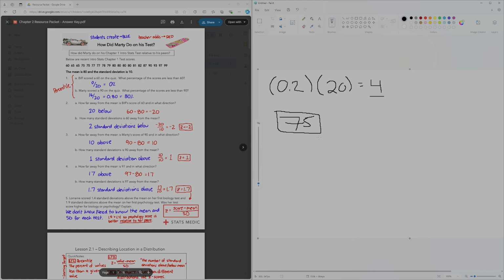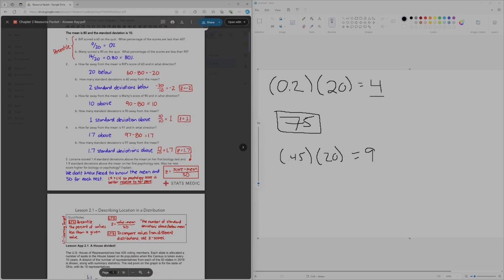So if I wanted to find, let's say, my 45th percentile, that'd be 0.45 times the number of data in our set, 20, and we end up with a 9. That means there's 9 numbers below our 45th percentile. So we have to count to the number 10 to find it. So 1, 2, 3, 4, 5, 6, 7, 8, 9, 10. 80 would be our 45th percentile. Okay. Pretty much all you need to know there.